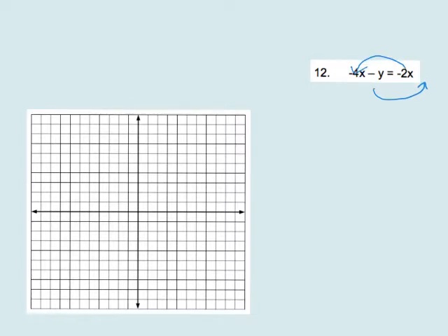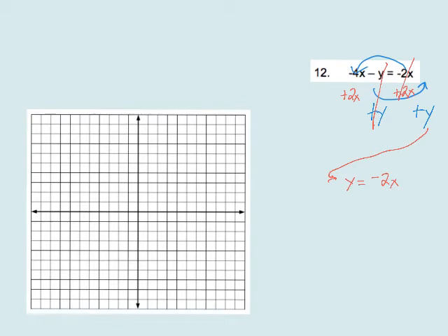Let's add y to both sides. And let's add 2x to both sides. And now these y's will go away, and these 2x's will go away. I'm going to turn it around, so I'll say y equals negative 4 plus 4, which is 0, and negative 2x.